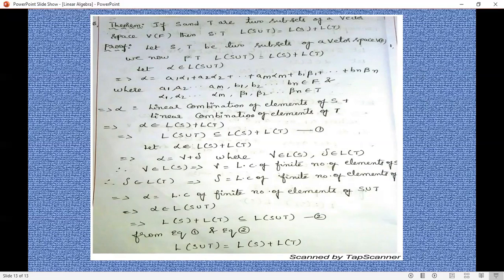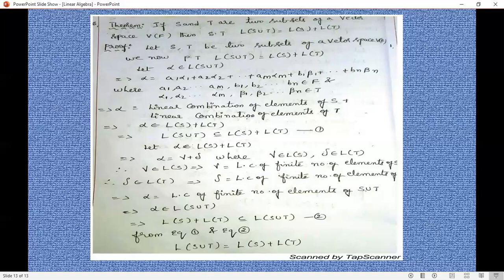Next, let alpha belong to L of S plus L of T. That means alpha equals a linear combination of L of S plus a linear combination of L of T. We write it as alpha equals gamma plus delta, where gamma belongs to L of S, delta belongs to L of T. Therefore, gamma belongs to L of S implies gamma equals a linear combination of a finite number of elements of S, and delta belongs to L of T implies delta equals a linear combination of a finite number of elements of T. Implies alpha equals a linear combination of a finite number of elements of S union T, implies alpha belongs to L of S union T.